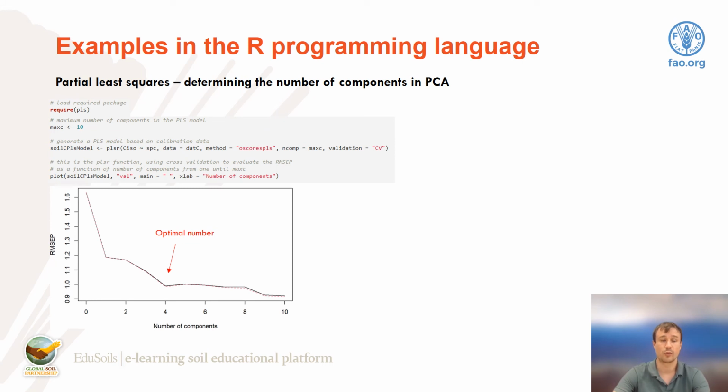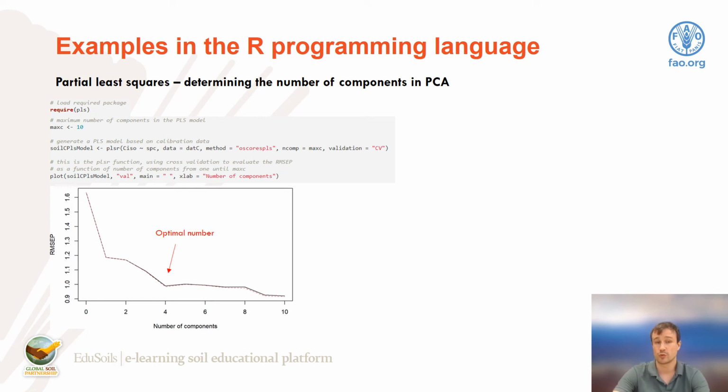And so now we would like to proceed by fitting a partial least squares model. For this, we use the package PLS, which you need to install using the install packages function, and you need also to load. We start by saying that we would like a maximum of 10 components. Then we can create a partial least square model using the PLSR function.